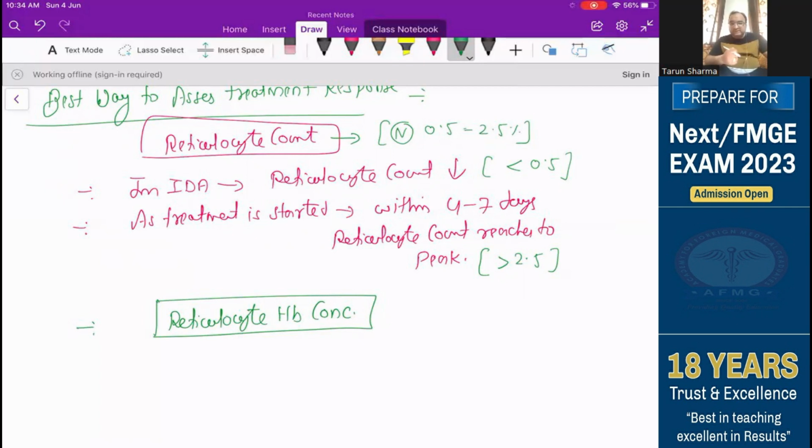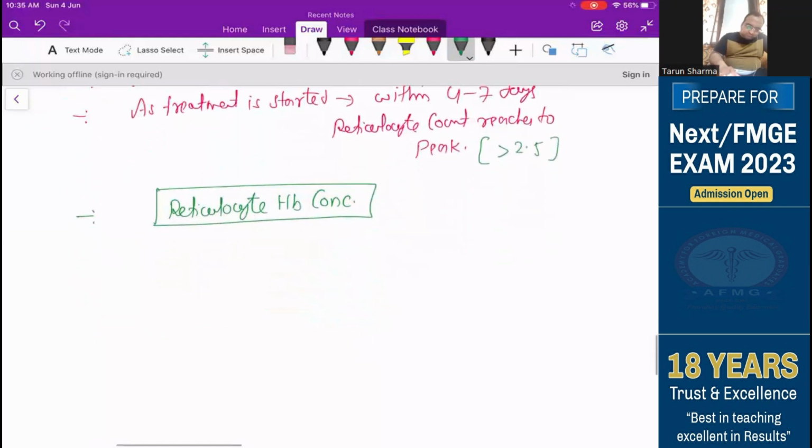So that's how at a very early stage you can see whether the patient is having treatment response or not. So don't depend on the hemoglobin concentration or signs or symptoms or RBC count for assessing the treatment response. You have to depend on the two important things. If reticulocyte count is given, that is the best answer. If it is not given and reticulocyte hemoglobin concentration is given, that is again a good choice.